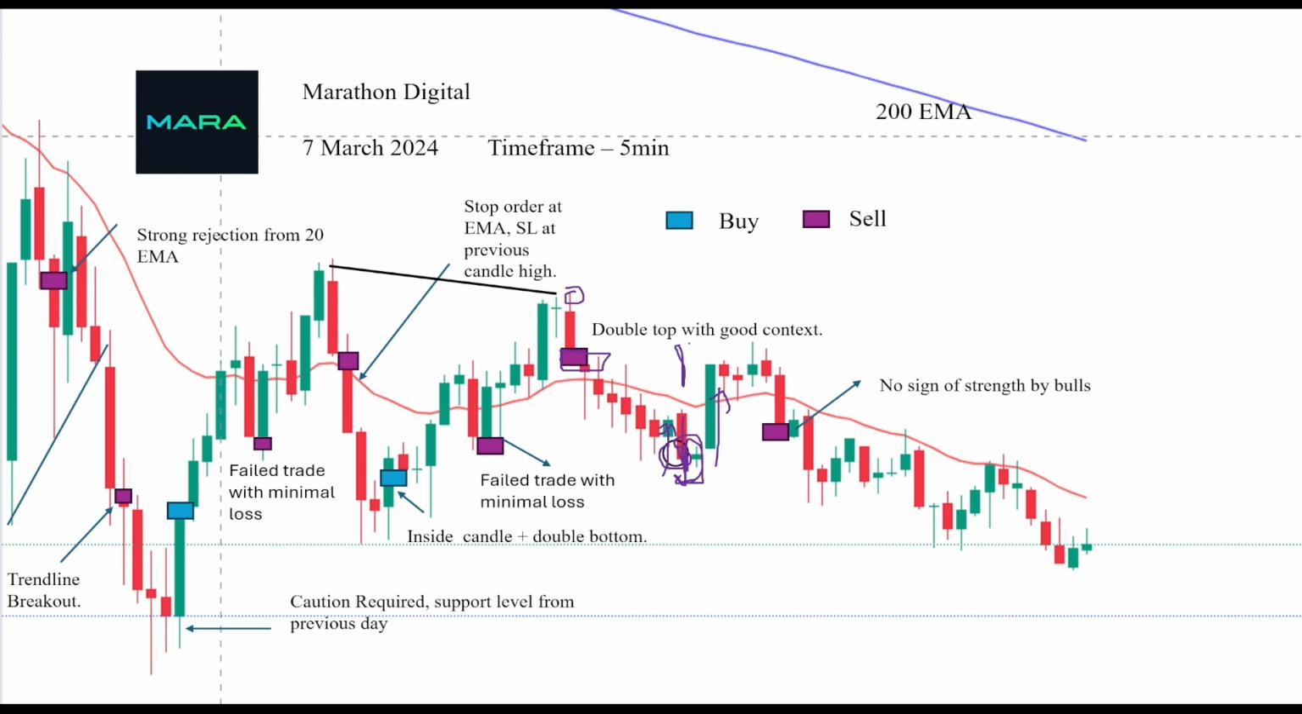Then we see a mini trading range here, no sign of strength by the bulls. And finally we get this huge red candle. We can enter with a stop order one tick below the close of this candle. And that would be a final trade of the day. You can book all your profits in this region. You have a minor pullback here, gets failed by the EMA again. And yeah, that would be your additional profit right here.